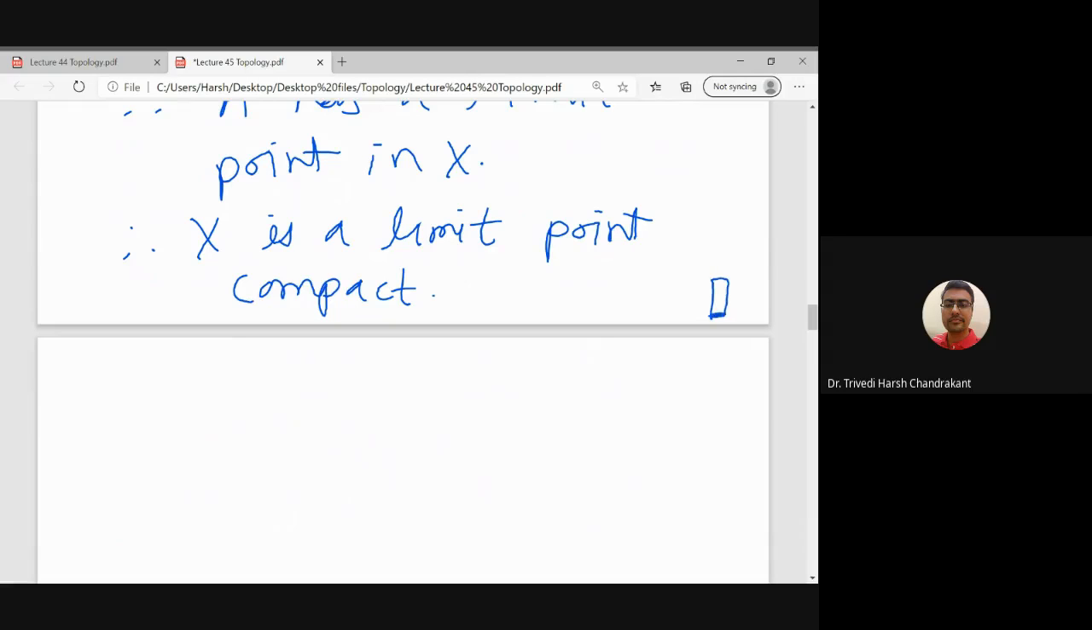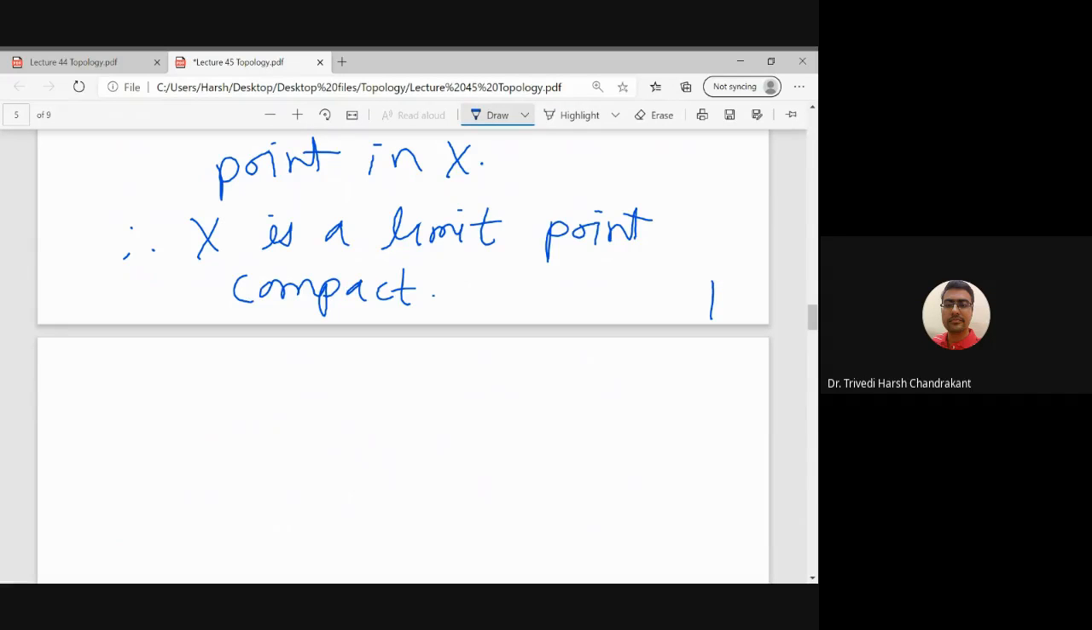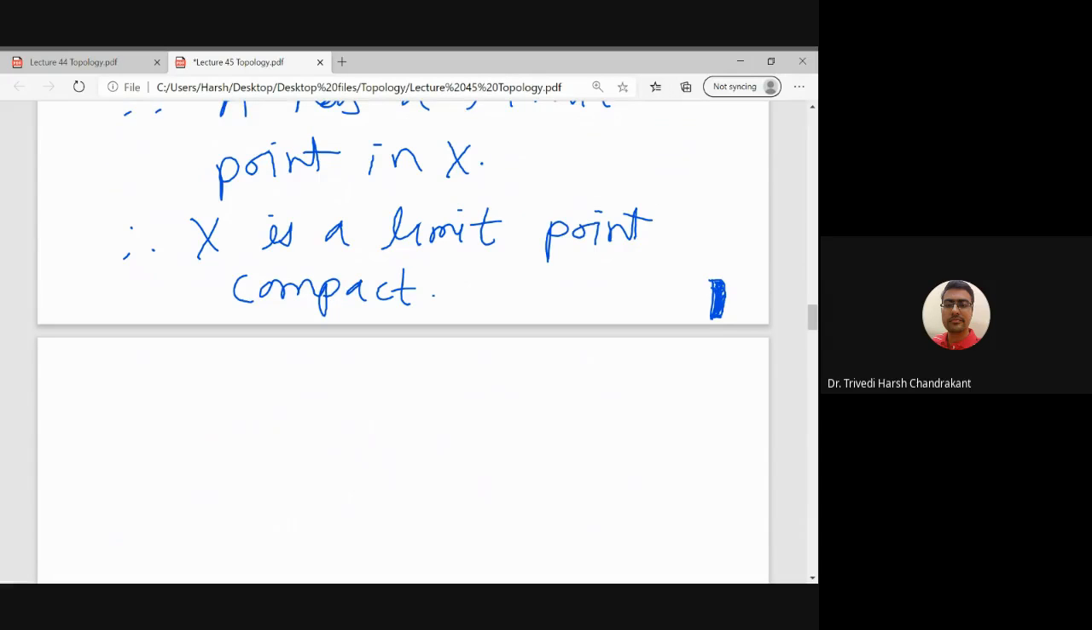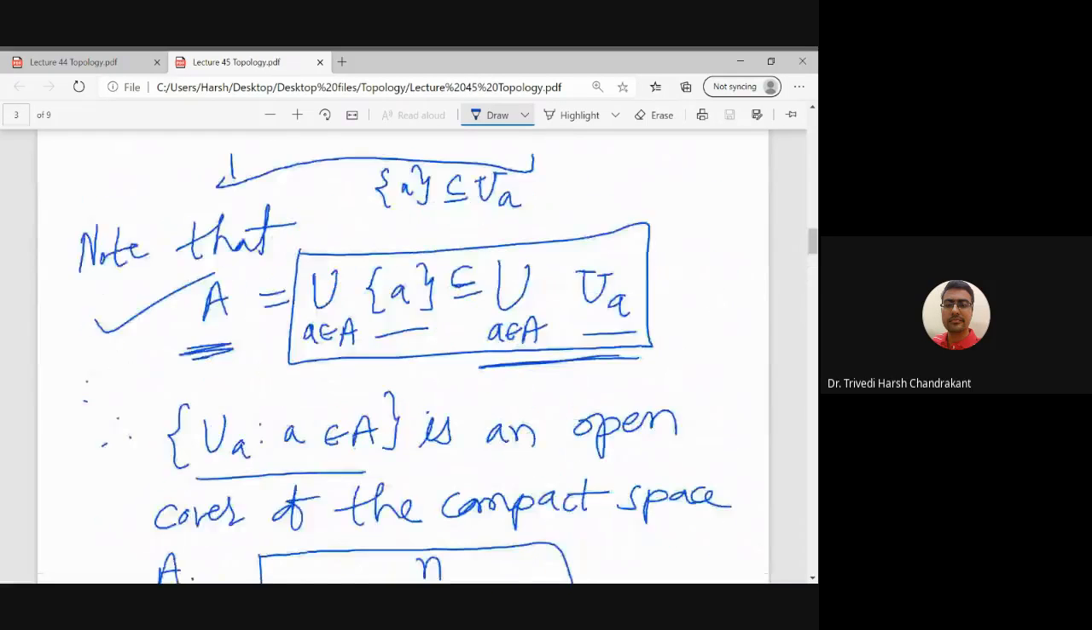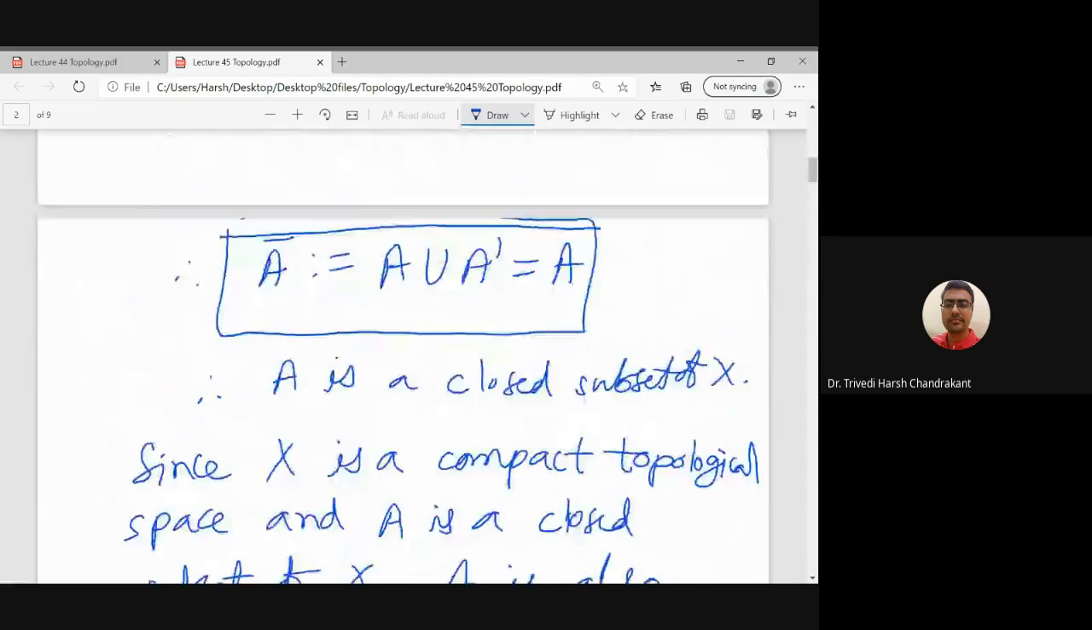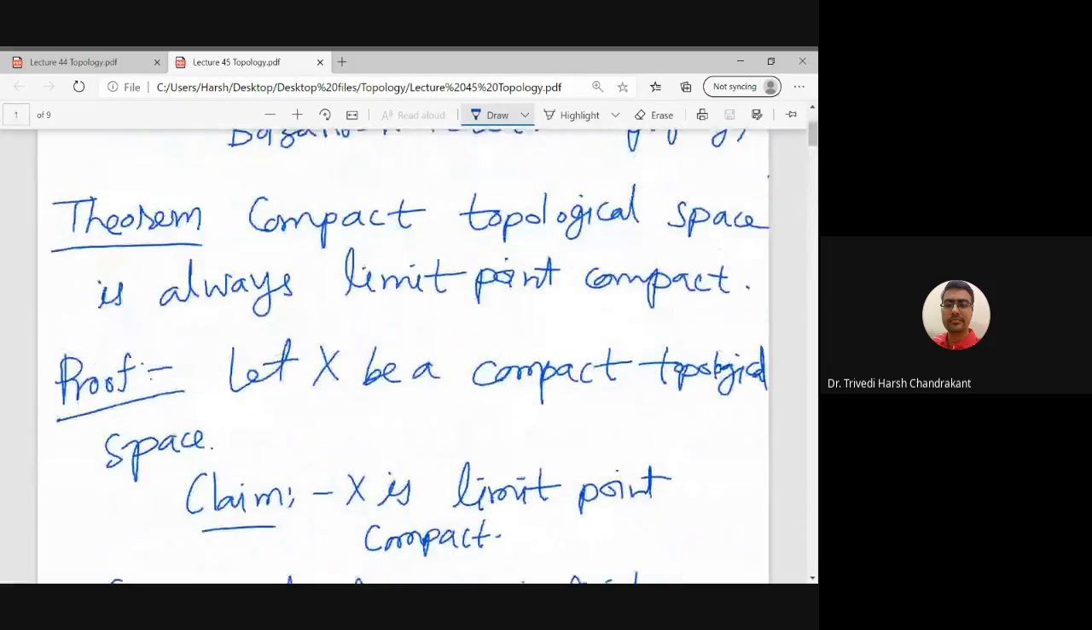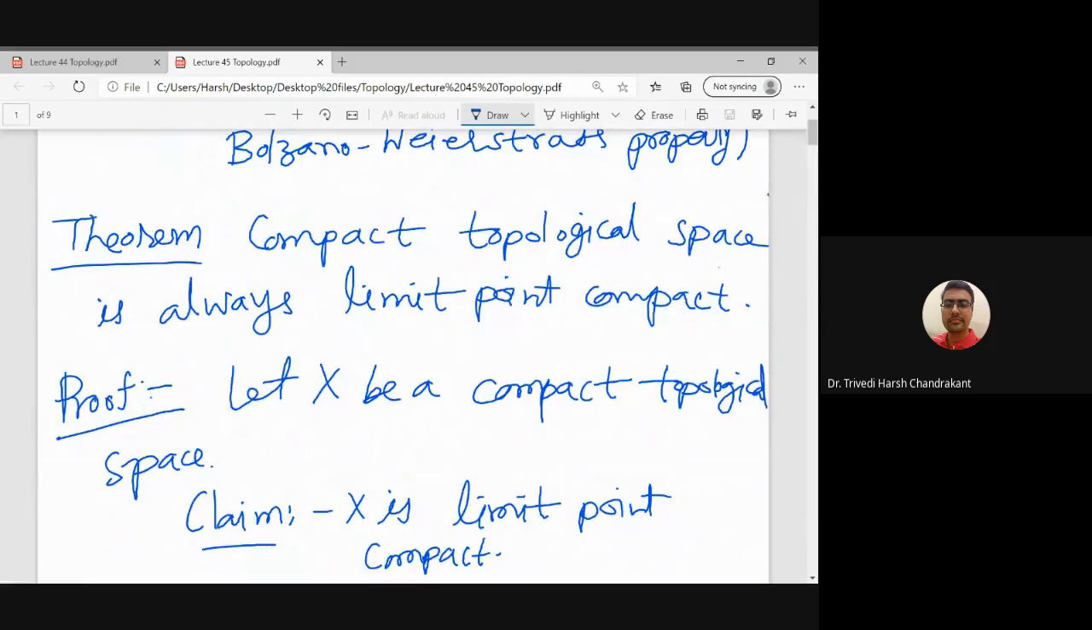So we proved a result for topological spaces. We did not use a metric in this proof. We just used that X is a topological space. So that means this result is true for topological spaces. Every metric space is also a topological space, but every topological space may not be a metric space. So this result we proved for the general topological space is that every compact topological space is always limit point compact.